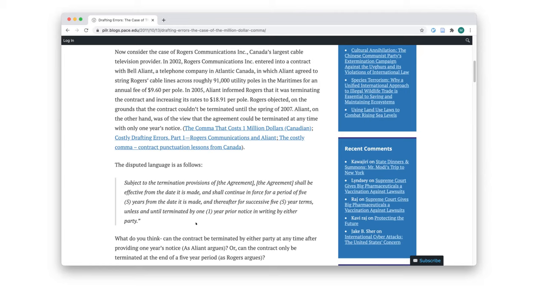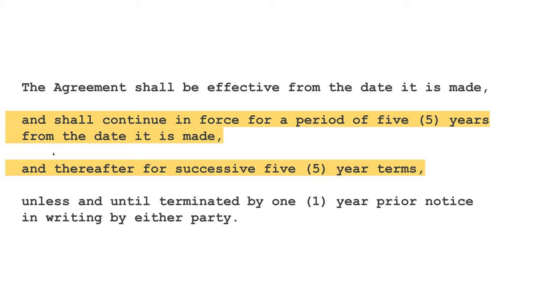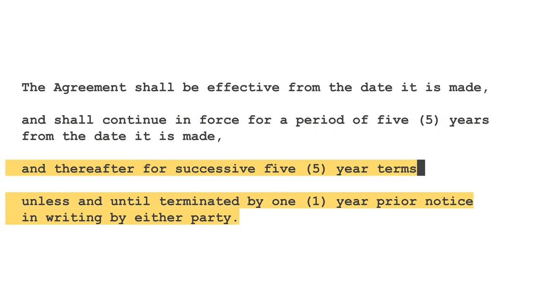So let's analyze this text. I will put it on screen. Basically the question is, if I want to terminate in year two, can I give 1 year's notice and terminate by year three? Or do I have to wait until year four to give notice and then terminate in year five? It all depends on this comma, because if you have the comma, then these two bits of the sentence go together, and then you can terminate anytime, because the unless and until termination applies to this whole thing. But without the comma, the unless and until only applies to this part.